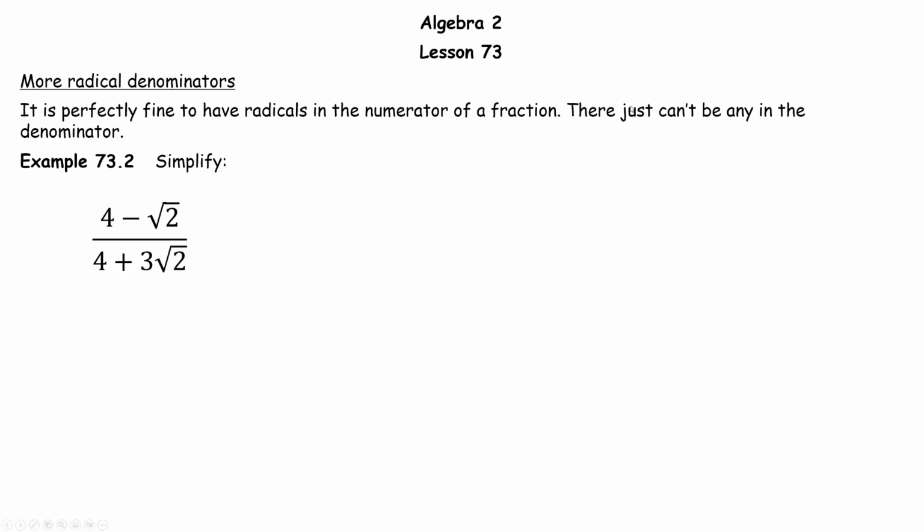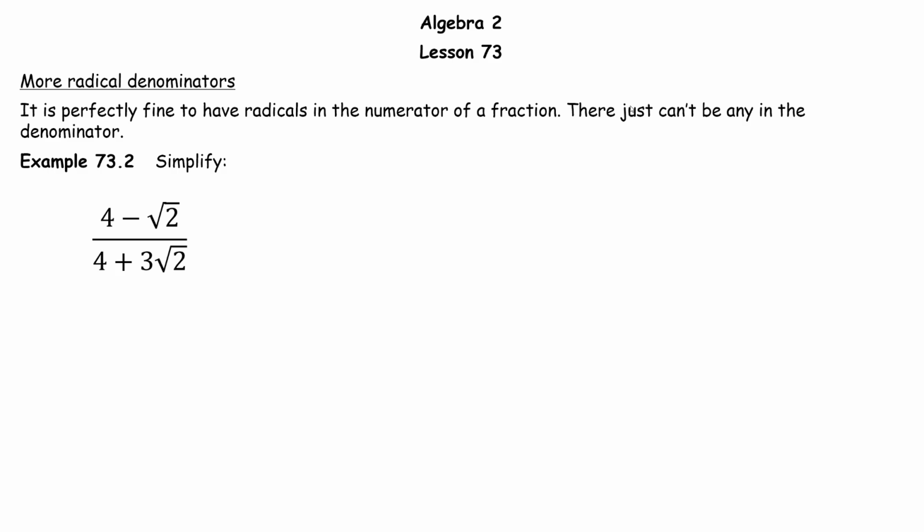Okay, in lesson 73, we are going to look at a few more problems with radicals in the denominator. Remember that it's fine to have radicals in the numerator of a rational expression, but it's not okay to have them in the denominator. And we learned that if you have a denominator that is a binomial expression with two terms, then you will have to use the conjugate of that denominator in order to get rid of those radicals.